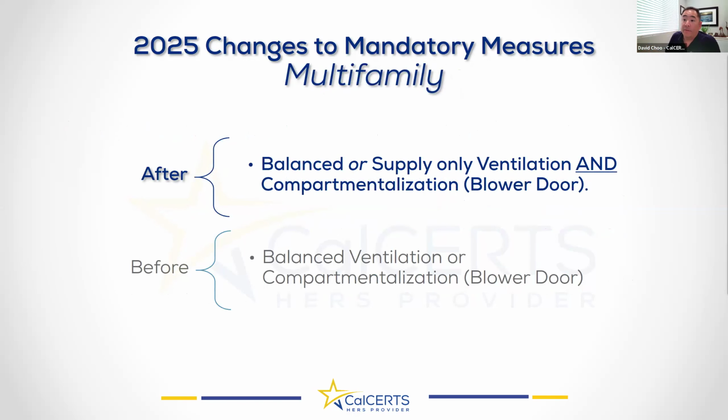Multifamily measures are changing a bit. The first one that caught our eye is how IAQ, or ventilation requirements, are being handled. Previous code required that the dwelling in a multifamily building either has balanced ventilation, or it can have supply or exhaust only ventilation. But if you have supply or exhaust only ventilation, you also have to pass a blower door.